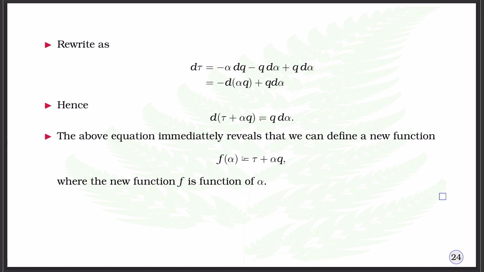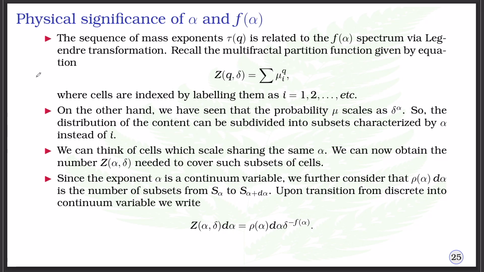The above equation immediately reveals that we can find a new function f of alpha in terms of tau plus alpha q, where the new function f is a function of alpha. So alpha is the mass exponent, and f of alpha is written in terms of the mass exponent. f of alpha can be written as tau plus alpha q. Now we will discuss the physical significance of alpha and f of alpha.